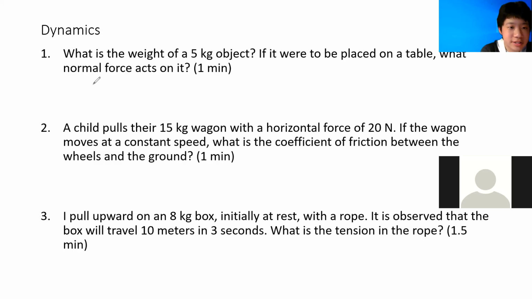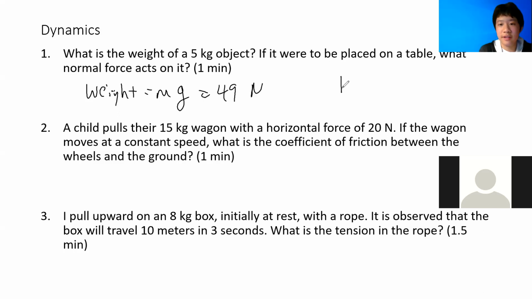So for the first problem, we're just going to use the definition of weight as mass times gravity. So now we have, I think that's a 5 kilogram object, which would mean the weight is going to be the mass, 5, times 9.8, 49 newtons. All right, and if this box is put on a surface, what normal force acts on it? Well, since it's not moving, the normal force will completely balance out our weight. So normal force in this case is going to equal mg.